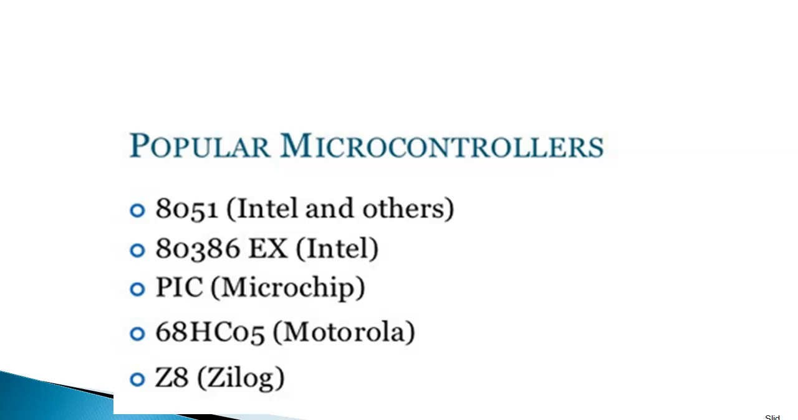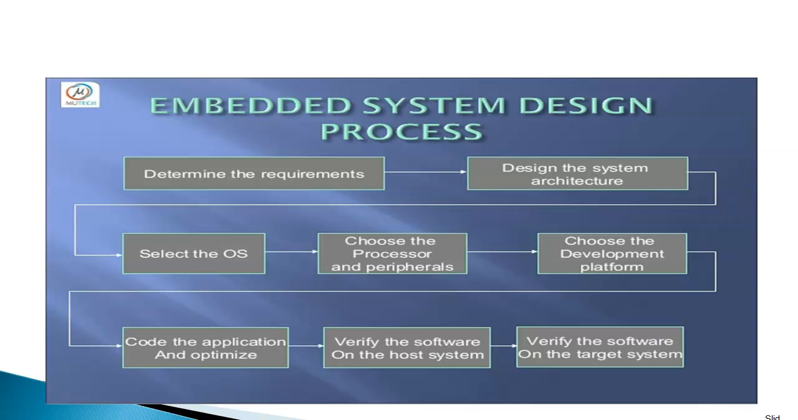Popular microcontrollers. Popular microcontrollers are the 8051, used by Intel, and AMD processors. The 80386 and 80486 are used by Intel, in the Core Duo, i7, i5 and i3 processors. Microchip processors use the PIC. Motorola computers use the 68HC05 and Zilog computers use the Z8 microcontroller.